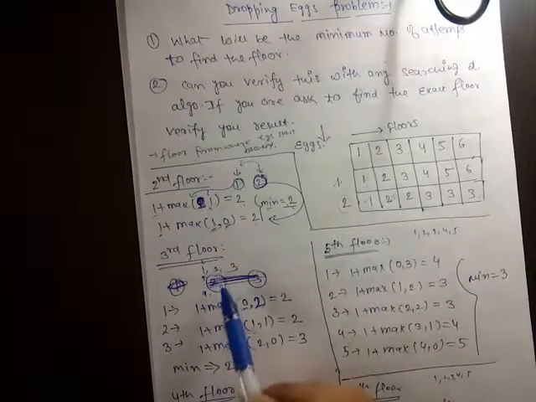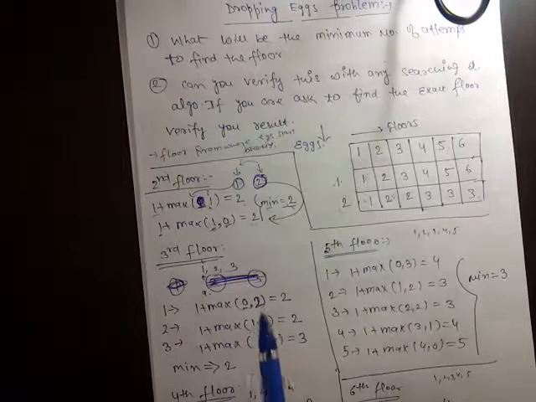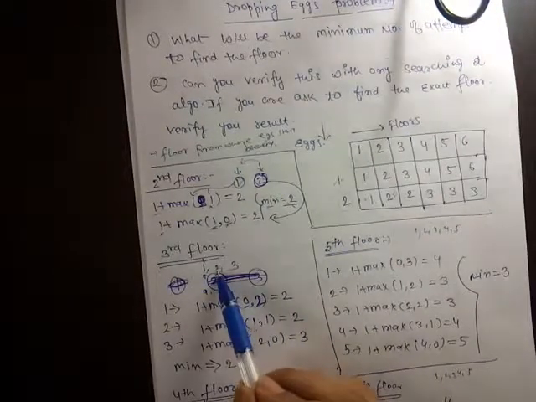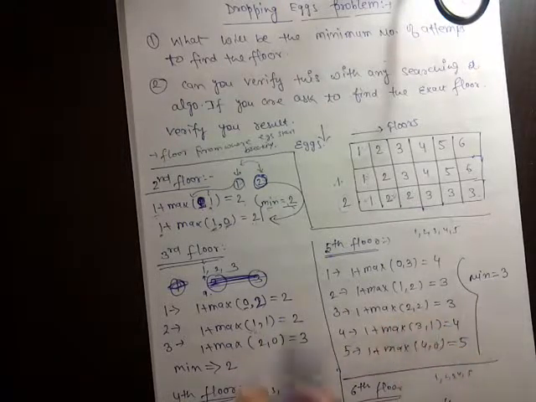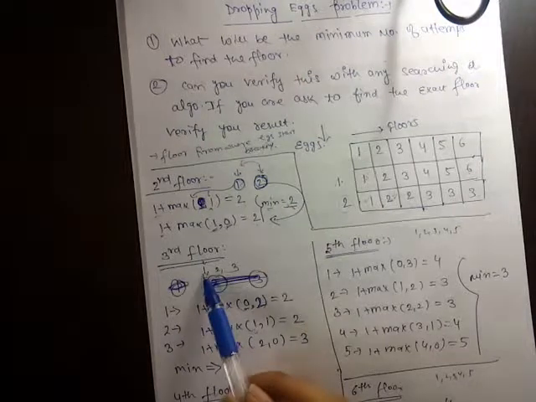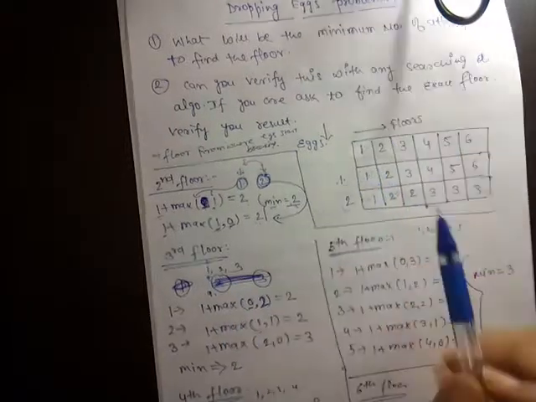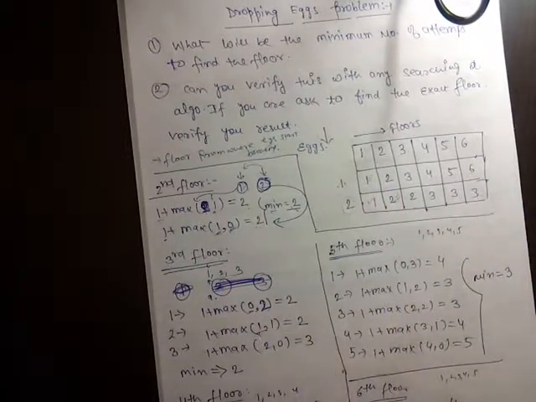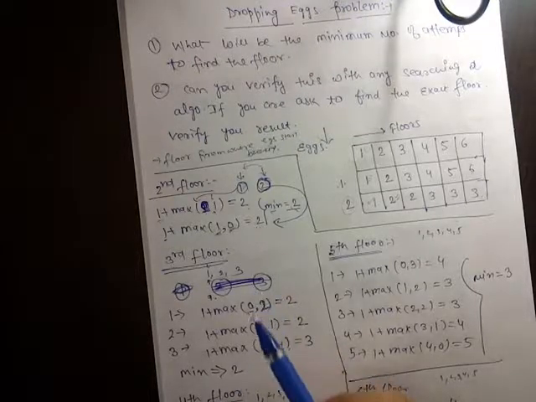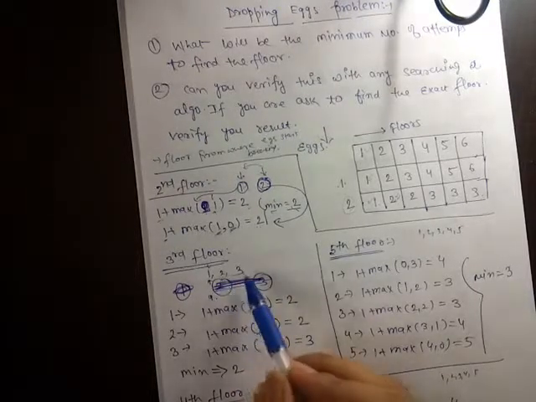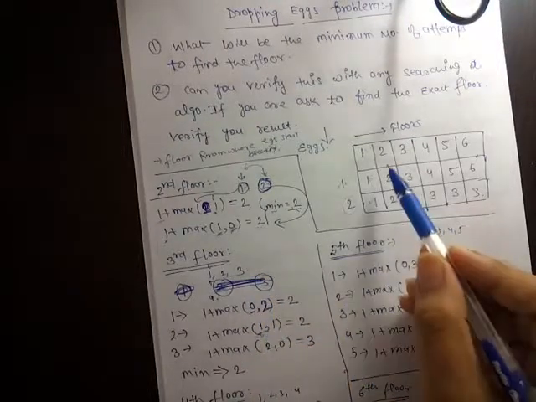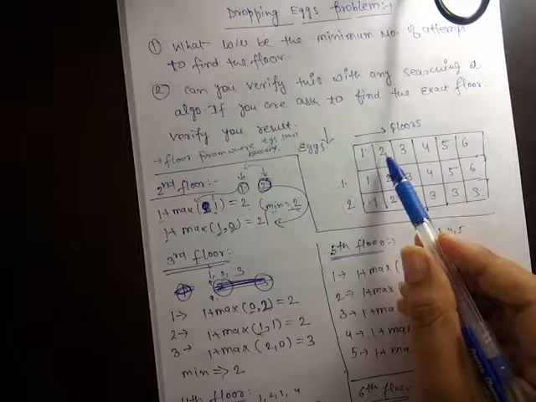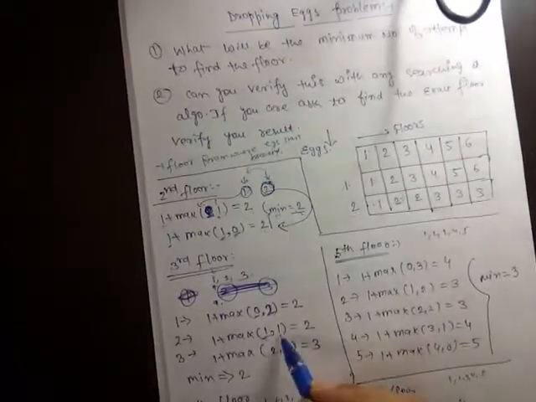Okay. Now I reach floor number 2. I throw one egg. If it breaks, it means I will go downstairs. Then I have one egg left with one floor. It will be 1. If it does not break, it means the remaining third floor is left. So one egg, 2 floors. 2 floors and one egg. This will be 1.